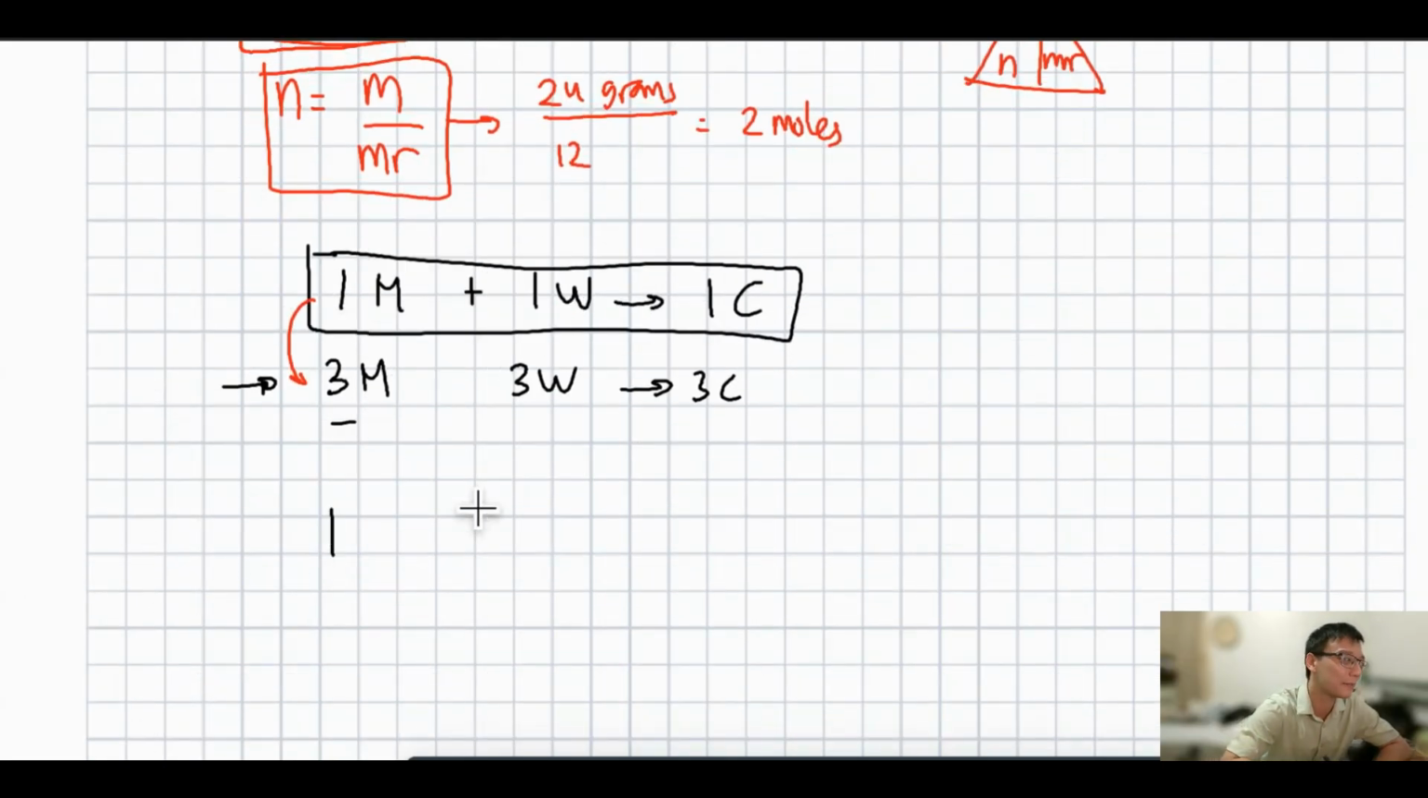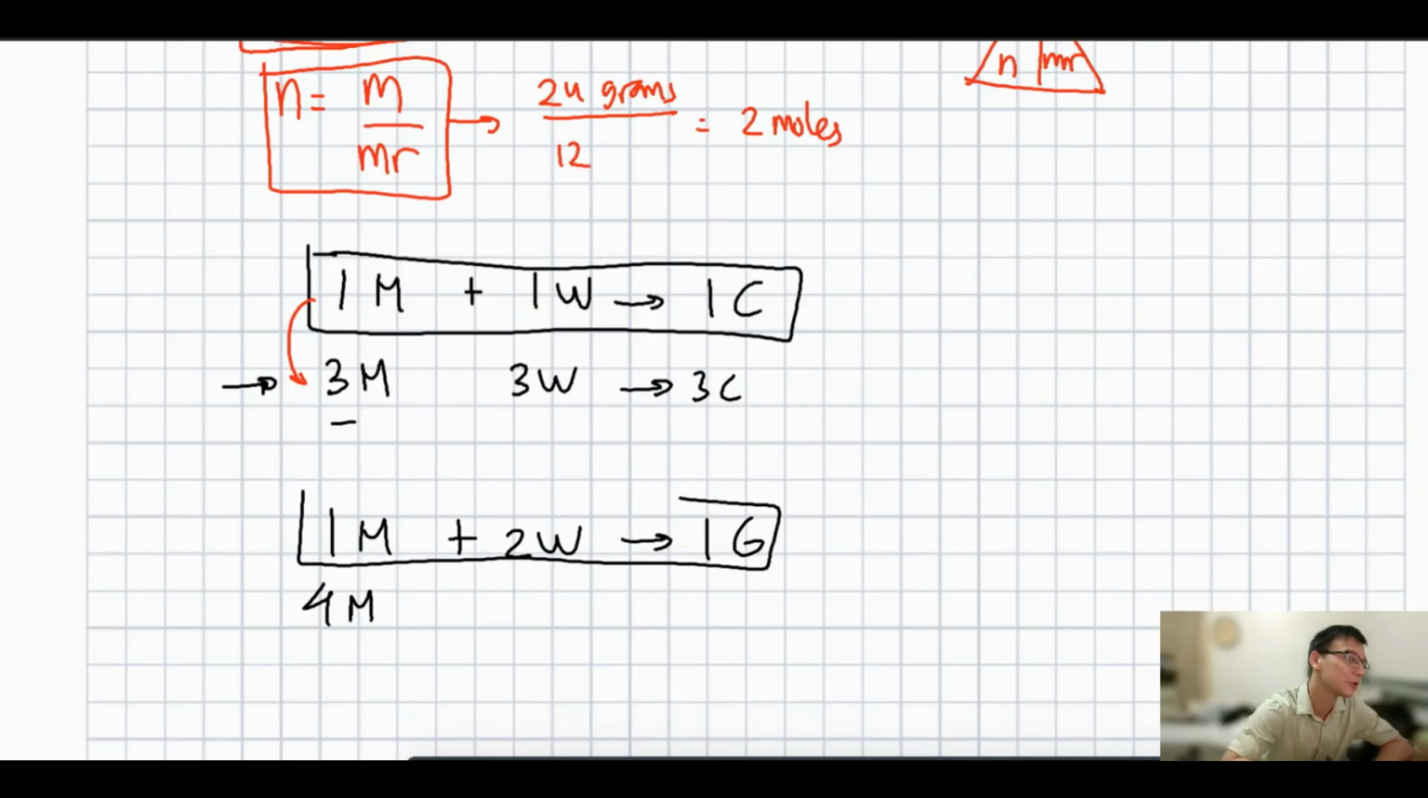Let's write another example. For example, one man and 2 women become one group. So one group will consist of one man and 2 women. But let's see, we have 4 men. So this is the formula: one man, 2 women become one group. But the condition is 4 men. So the question is, how many women should we pair with these 4 men in order to make the appropriate number of groups?